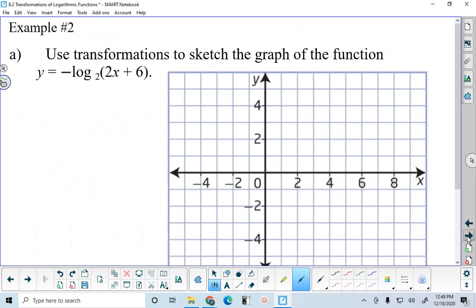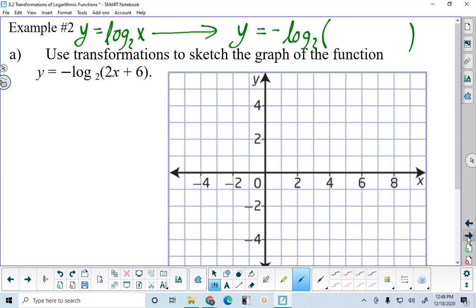All right, let's try one more. Let's translate y equals log base 2 of x, and I'll see if I can not screw it up this time, into y equals negative log base 2 of 2x plus 6, but we have to remember to factor that 2 out before we jump to any conclusions about horizontal translations.